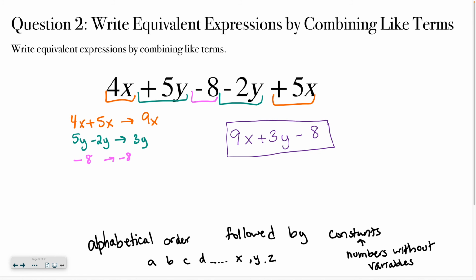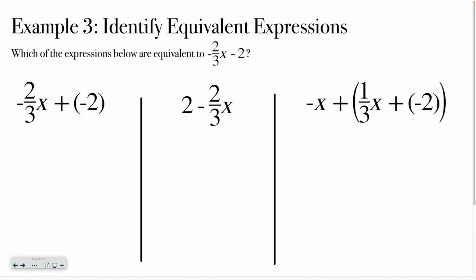Let's move on to our last example for today. We want to be able to identify equivalent expressions. So let's say I give you a list of expressions and I want you to tell me which ones are equivalent to, in this case, negative 2/3 x minus 2. And then you would have to say yes or no, and you might have to tell me why, okay? So looking at this very first one, I have negative 2/3 x plus a negative 2. Is that the same as what was given up here?